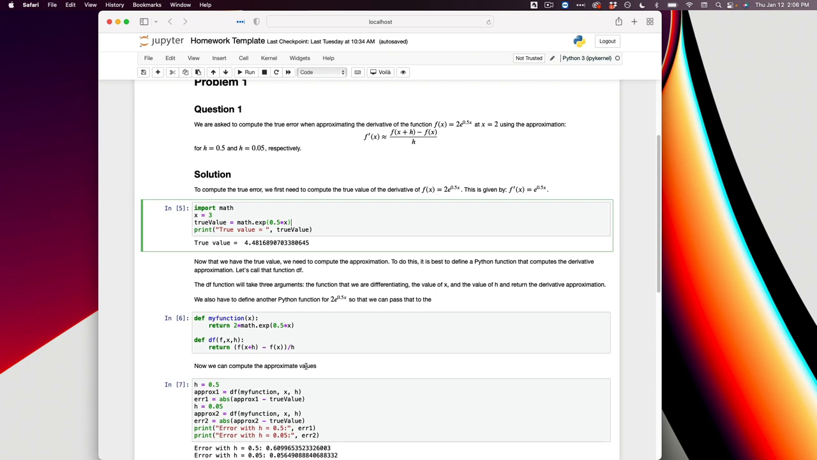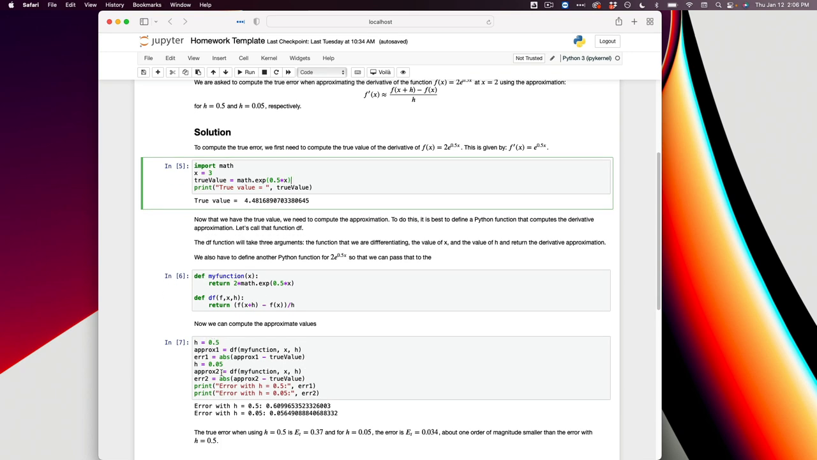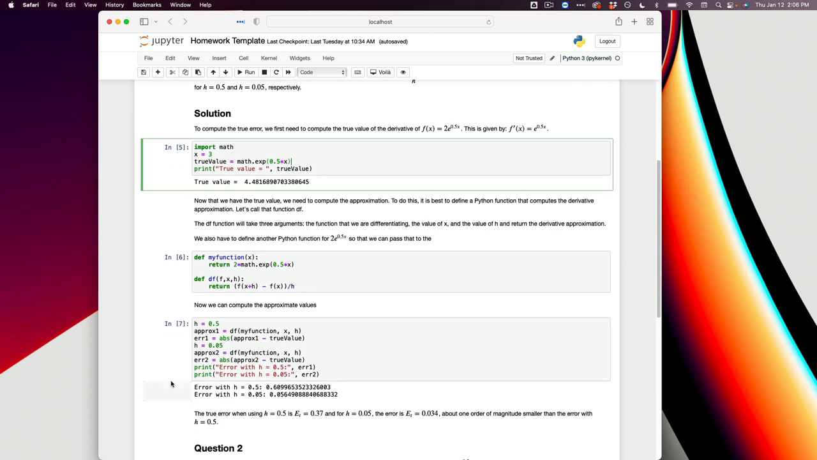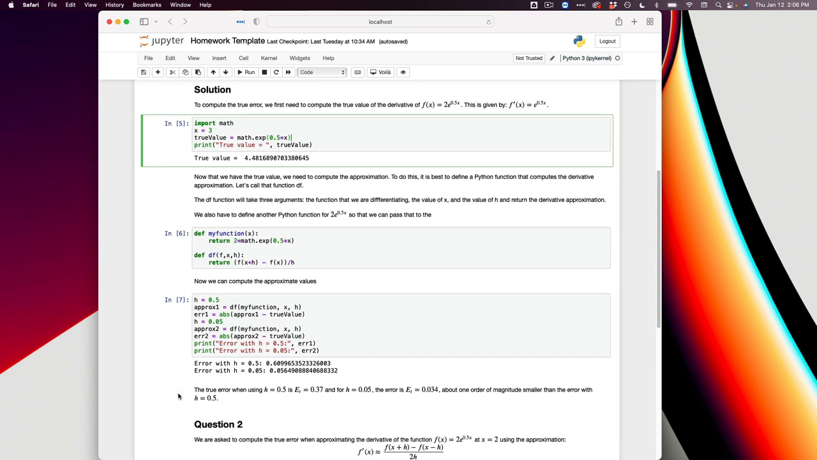Now we can compute the approximate values. Go ahead and compute, do my code, whatever you want to do here. And again, I'm printing things out, and it's good to print things out, but this is not a discussion. As far as we're concerned, "error with h 0.5 is 0.609" is meaningless because it's out of context.